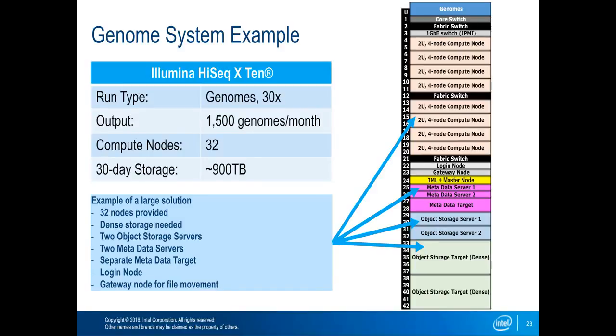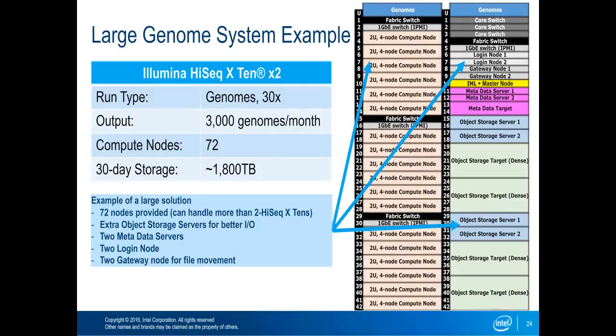So anyways, this can be scaled, and if you want to scale all this, you can try to add a second X10. And if you do that, you would go from, say, the 32 nodes to 72 nodes, and then you could handle basically 3,000 genomes a month. Actually, you can handle a bit more than that, but in general, that's 64 nodes would keep you up with 2 HiSeq X10s, but you'd have a little growth if you were to go to this kind of configuration.